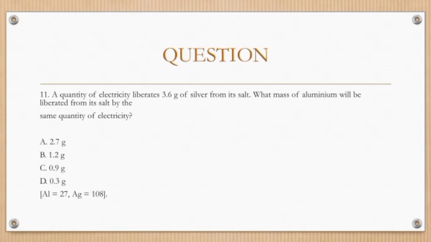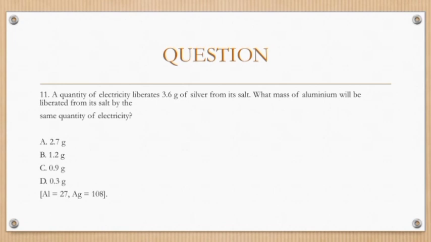For this number 11 question, it goes like this. A quantity of electricity liberates 3.8 gram of silver from its salt. What mass of aluminium will be liberated from each salt by the same quantity of electricity? If you see something like electricity in chemistry, notice it's coming from a topic called electrolysis. Let's see the solution to this question now.